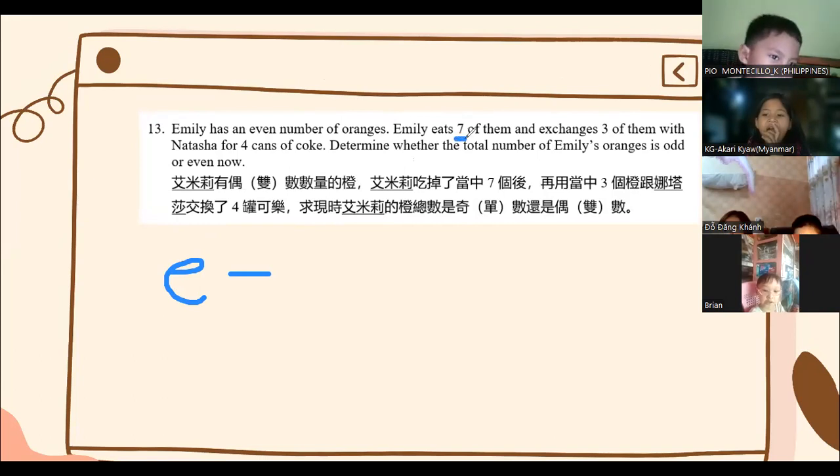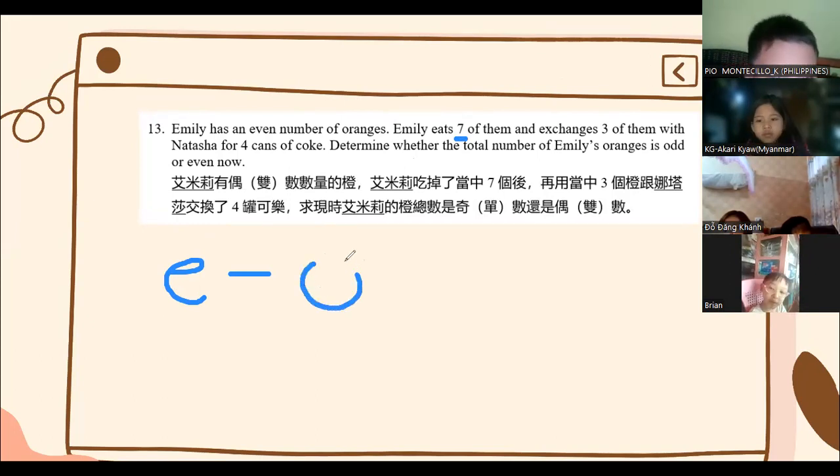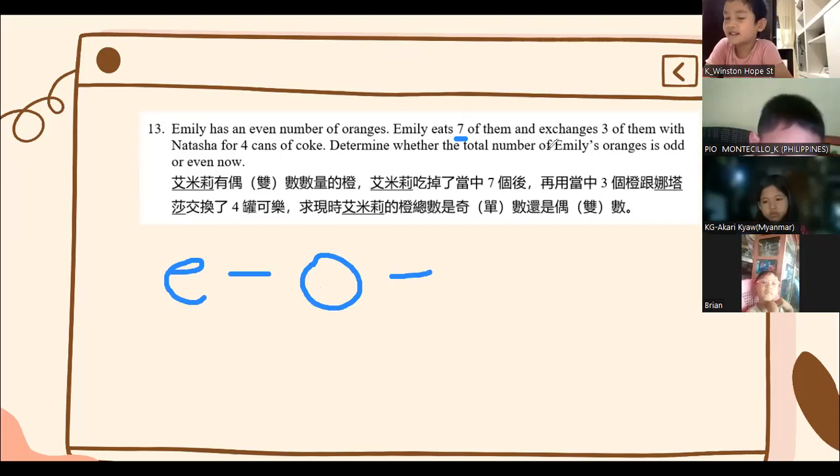What kind of number is 7? Is it odd or even? Odd. Odd, very good. So that's why we're going to put here odd, because the 7 is an odd number. And then she exchanges 3 of the oranges with Natasha. So again, after she ate the 7, she got another 3 oranges to exchange with Natasha. So we're still going to be subtracting.